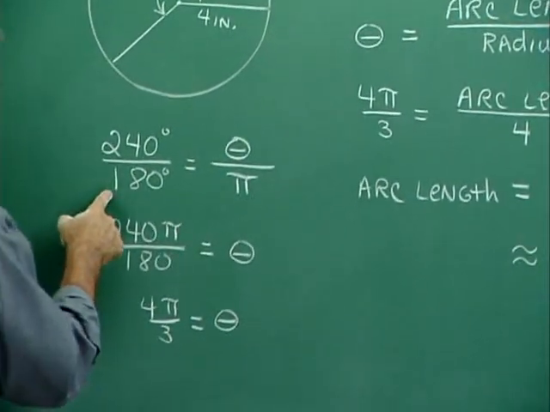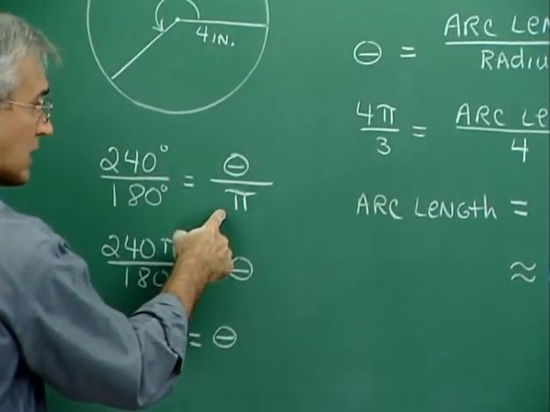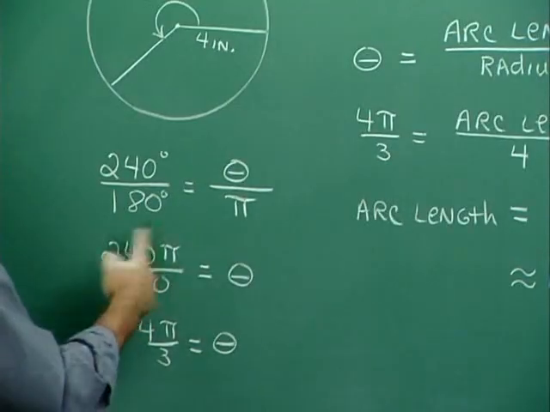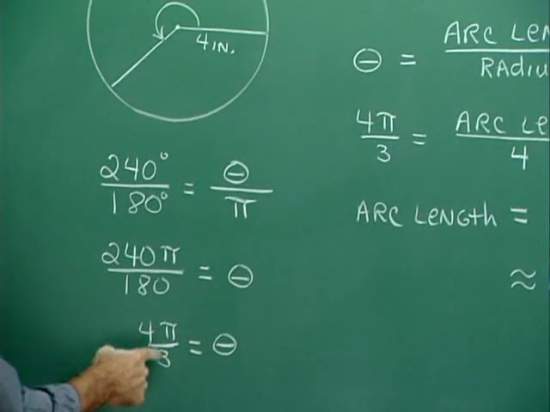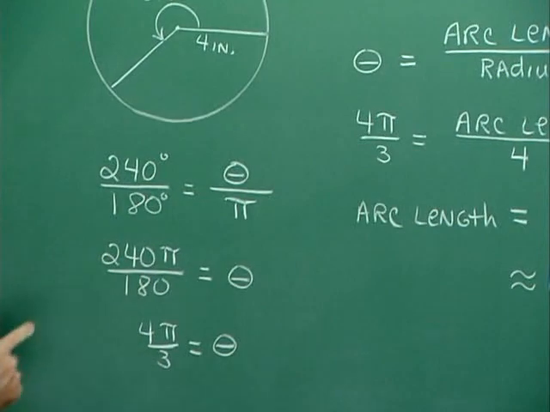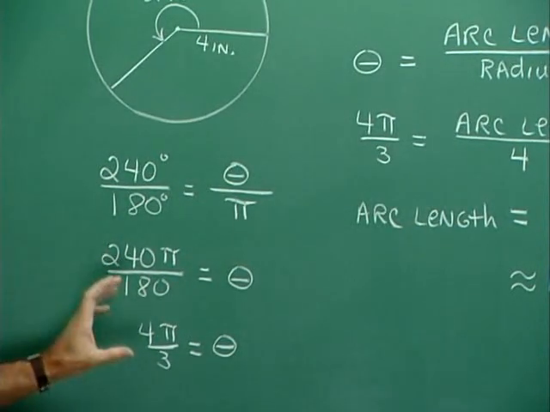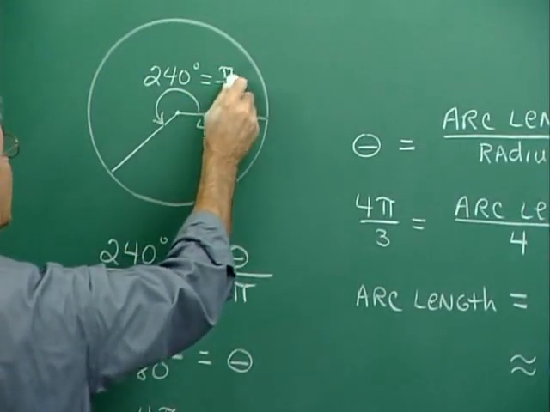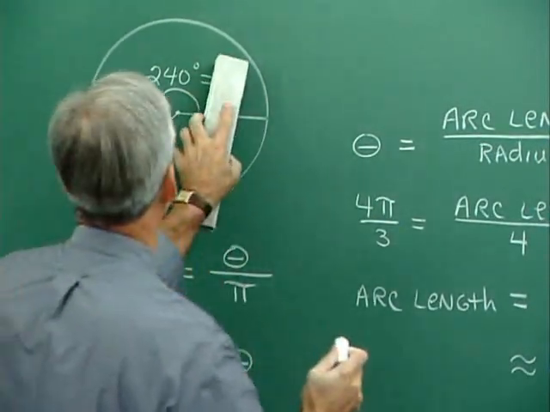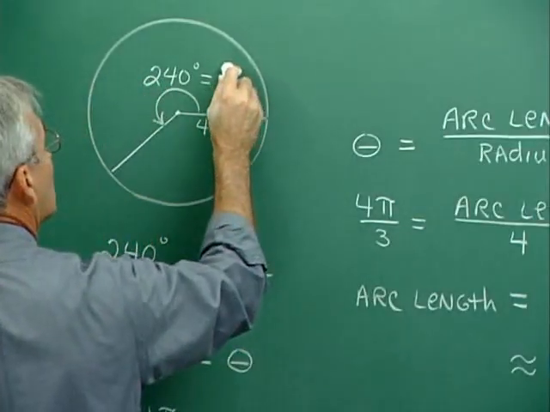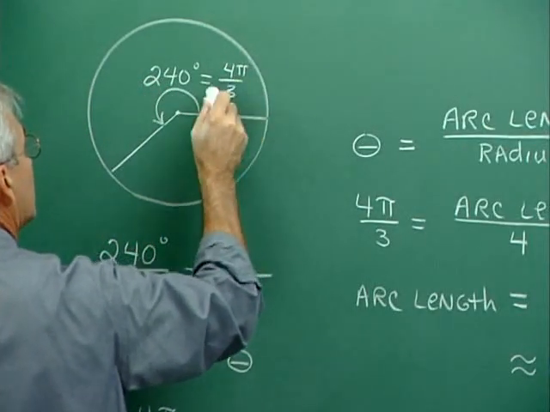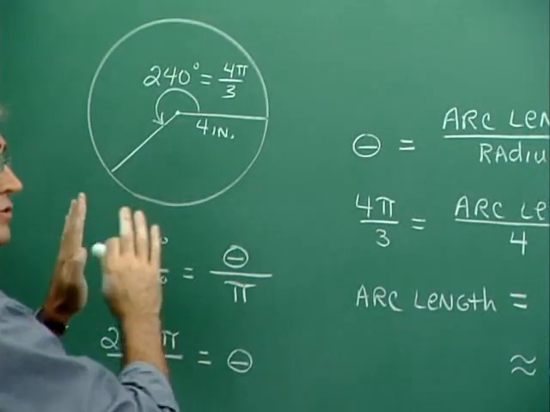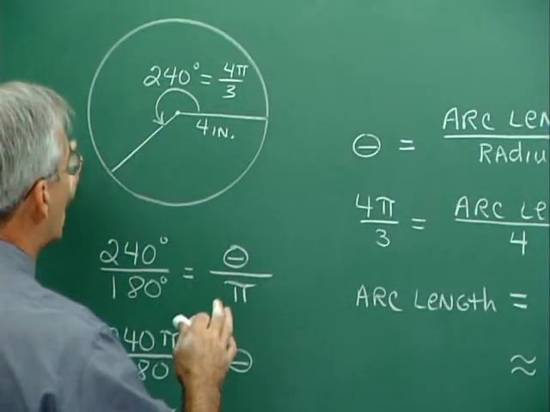So let's go through that. 240 degrees corresponds with 180 in the same way as theta corresponds with pi. Multiply by pi on both sides, and we have 240 pi over 180. Reducing a little bit, we find theta to be 4 pi over 3. Now this is some number of radians. Well, now that we have the angle in radians, and I can emphasize that up here, I can say that this is then 4 pi over 3 in radians.